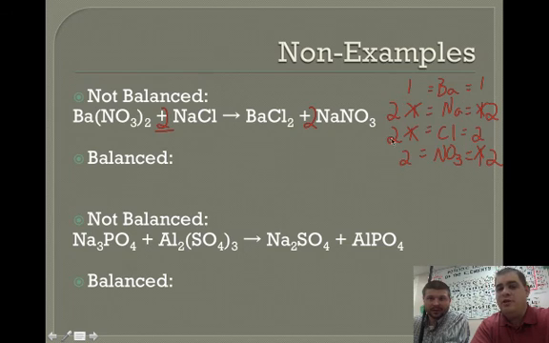So our equation here is balanced. 1, 2, 2, 2. Okay, and everything is balanced just by adding those 2 coefficients. Okay, let's do the bottom example here.